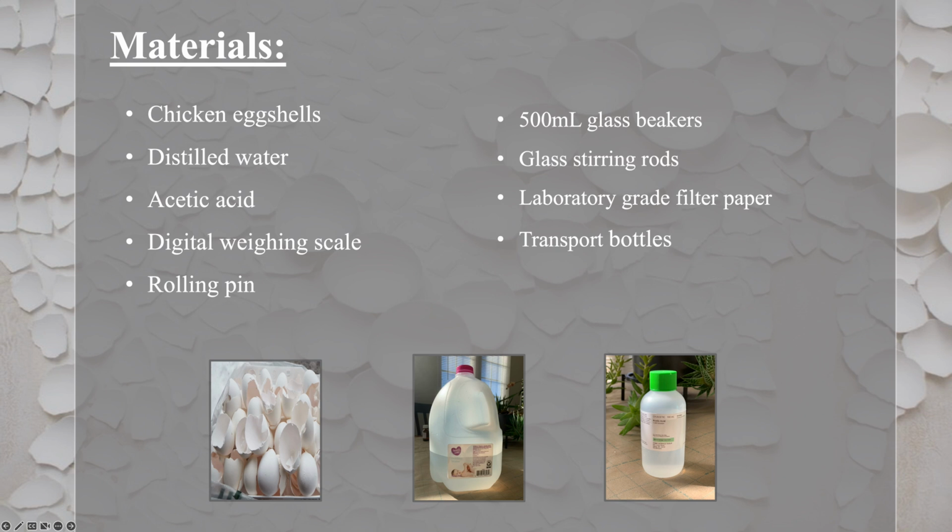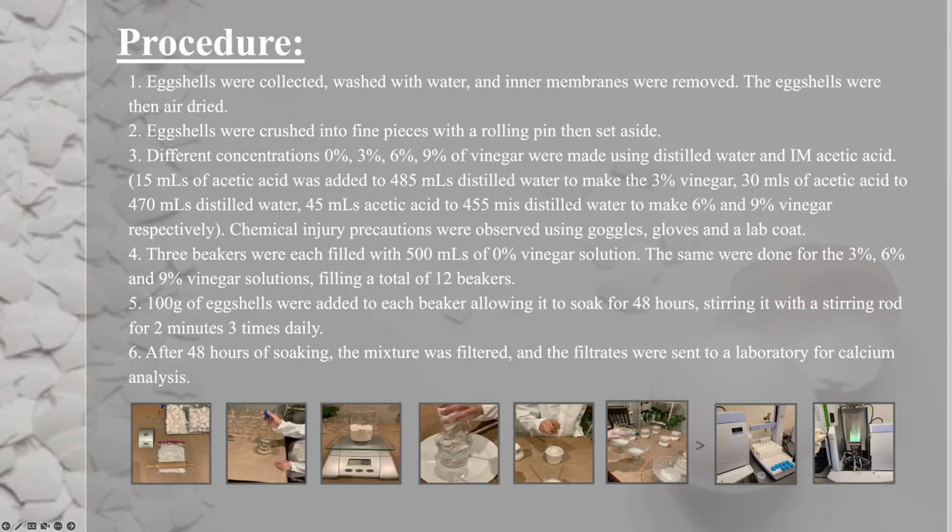The materials in this experiment were chicken eggshells, distilled water, and acetic acid. Other materials used in this experiment are listed here. The eggshells were collected, washed with water, and the inner membranes were removed. The eggshells were crushed into fine pieces.